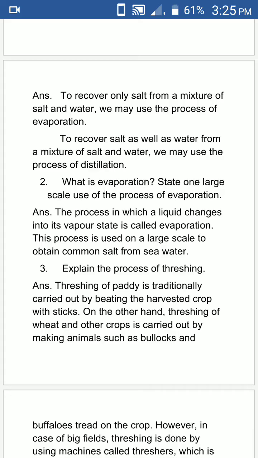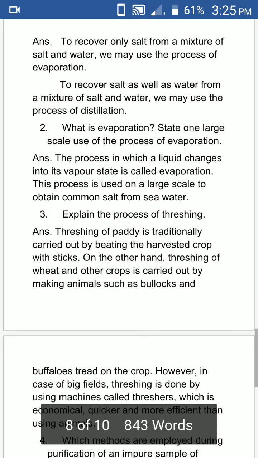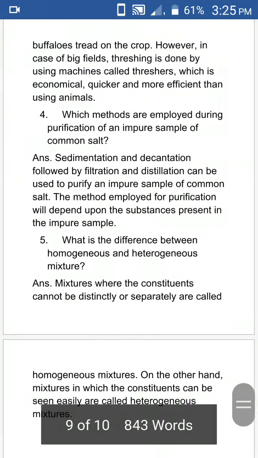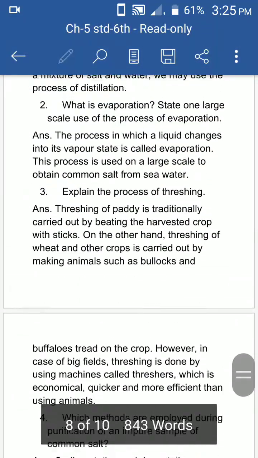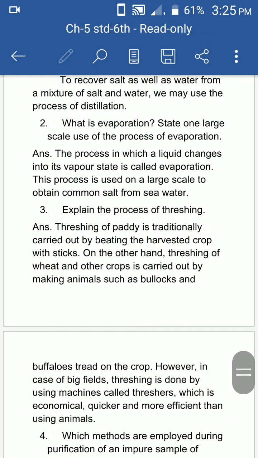Second one, what is evaporation? The process in which a liquid changes into its vapor state is called evaporation. This process is used on a large scale to obtain common salt from sea water.